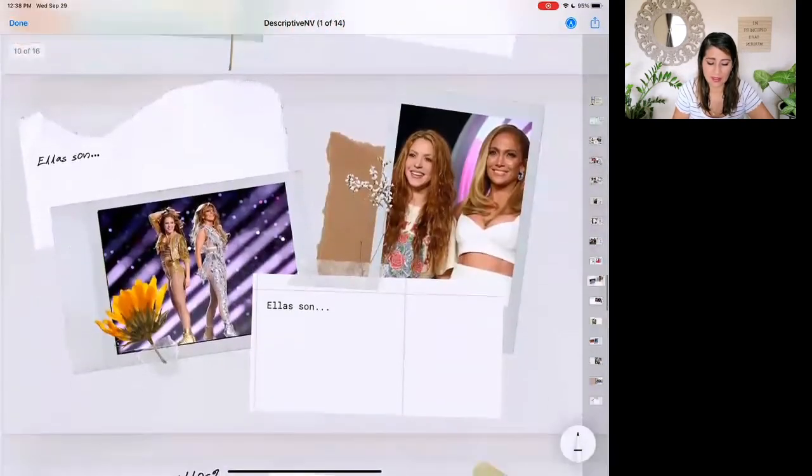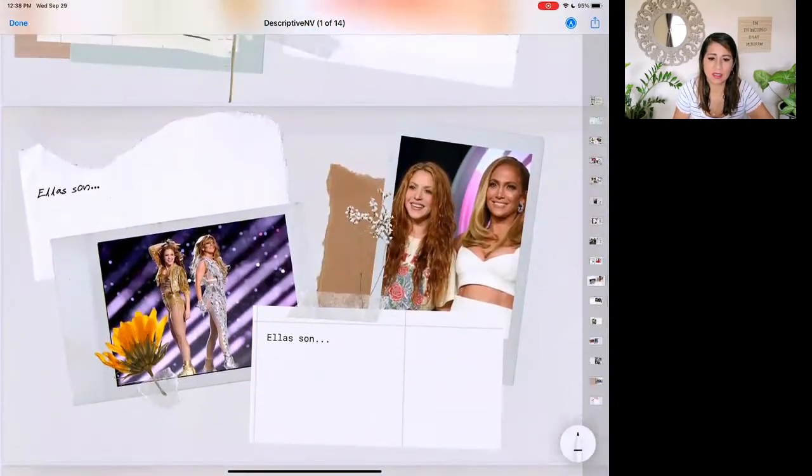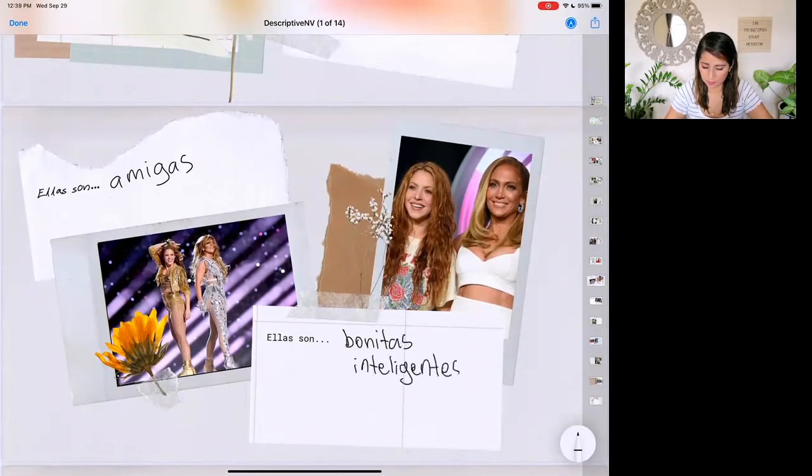Okay. Ellas son dos chicas. ¿Cómo se llaman ellas? Ellas son Shakira y Jennifer López. Ellas son amigas. Let's say they're friends. Shakira y Jennifer López son amigas. Ellas son bonitas. Ellas son inteligentes. Let's say they're artistic. Ellas son artísticas y famosas. Famous. Ellas son famosas.